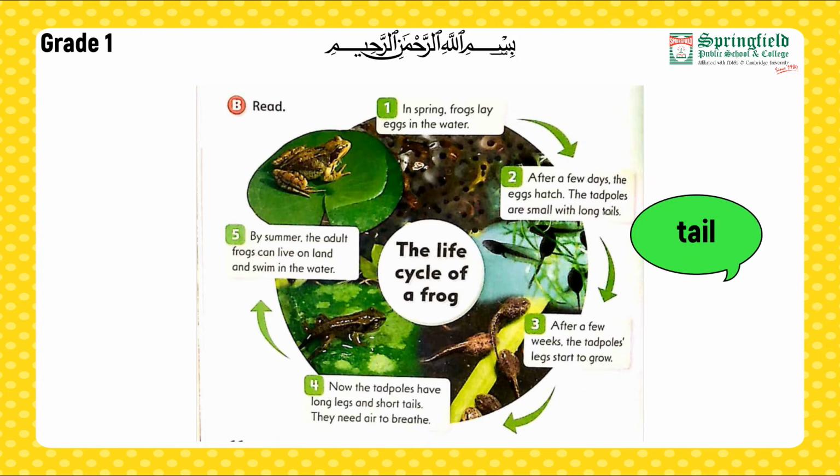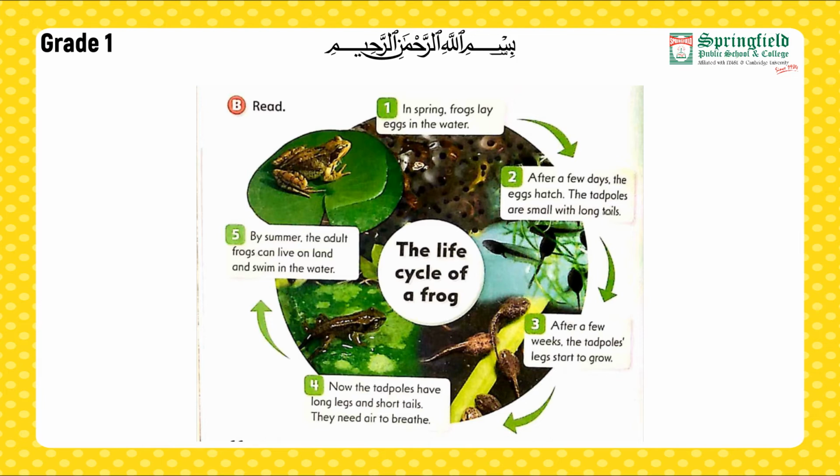So here we have done the first 2 steps. First was that the frogs lay egg in water, and then second, the eggs are hatched and the tadpoles come out of the eggs. Now tadpoles, they have described us that they are small but they have got long tails.